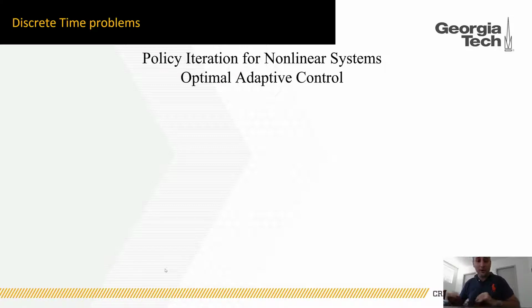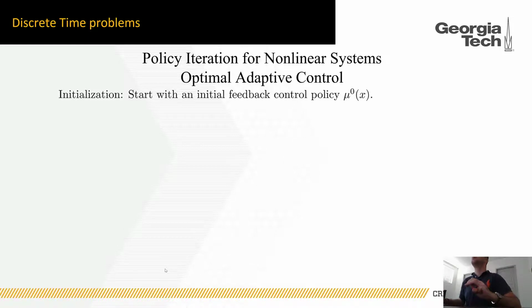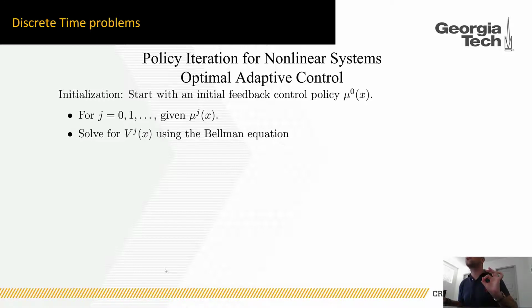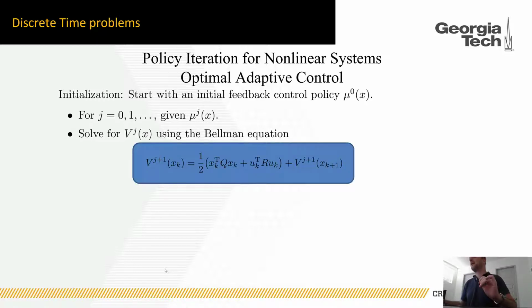So the policy iteration for nonlinear systems actually brings together optimality and adaptation. Let's see how we can do that. You start with an initial feedback control policy, which is, of course, an admissible policy. Now, given a policy mu, you want to solve for your cost using the Bellman equation. The Bellman equation is nonlinear because your dynamics are nonlinear. So this is the general equation.